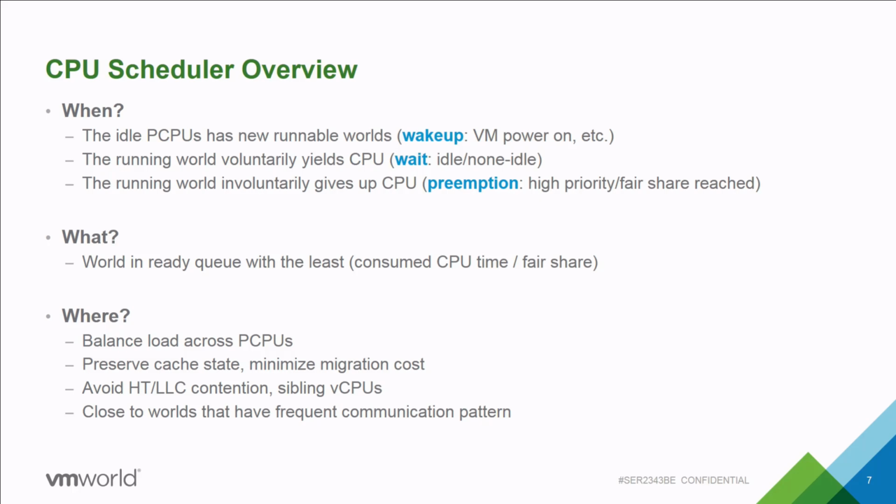So yes, the CPU scheduler did a lot of tuning to strike the balance between high CPU utilization and scalability, low overhead. At a high level, we consider many things. We consider cache state. We consider migration cost. We consider hyper-threading, cache contention. For big VMs, we consider where the sibling CPU runs. And we also consider VM to VM communication, many things.